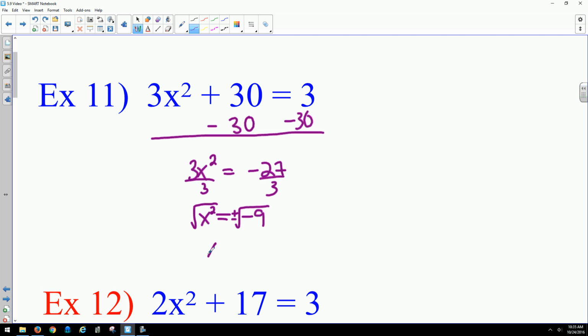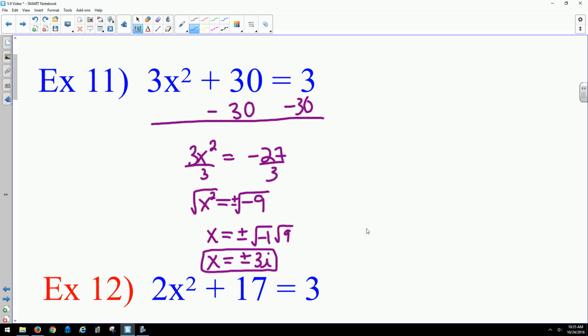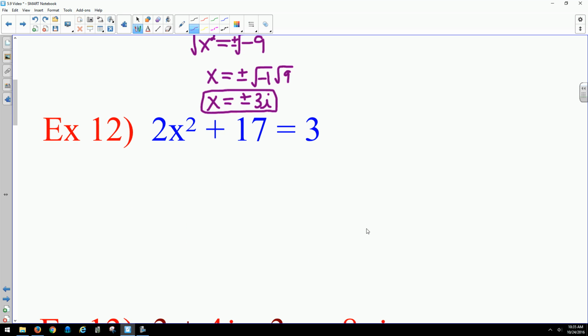So this is x equals, I'm going to leave that positive and negative there. I'm going to take out the negative. And so this becomes positive or negative 3i. Do you see how I got that? So the square root of 9 is the 3. Square root of negative 1 is the i. Plus or minus gets brought down. So you have two answers here. x equals 3i and x equals negative 3i. Okay, you try number 12.